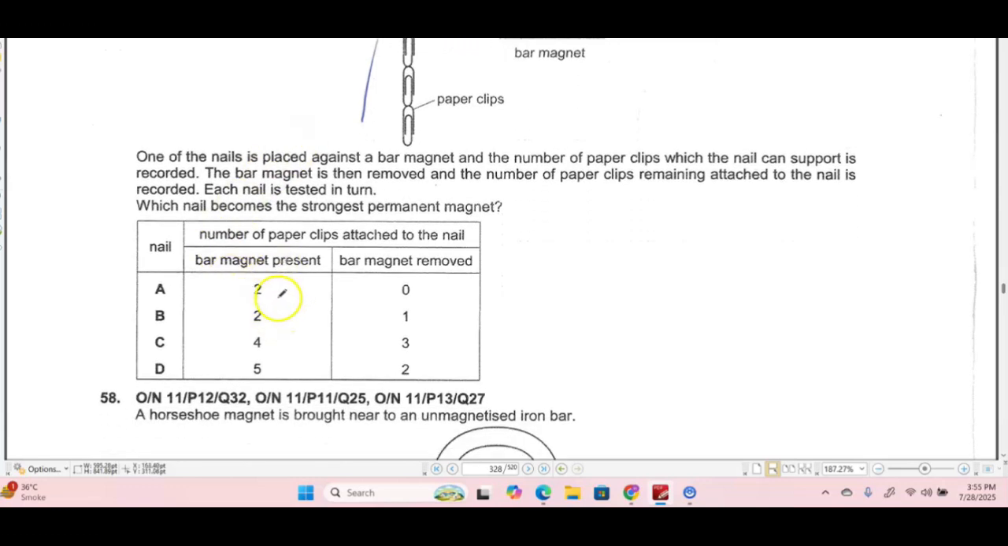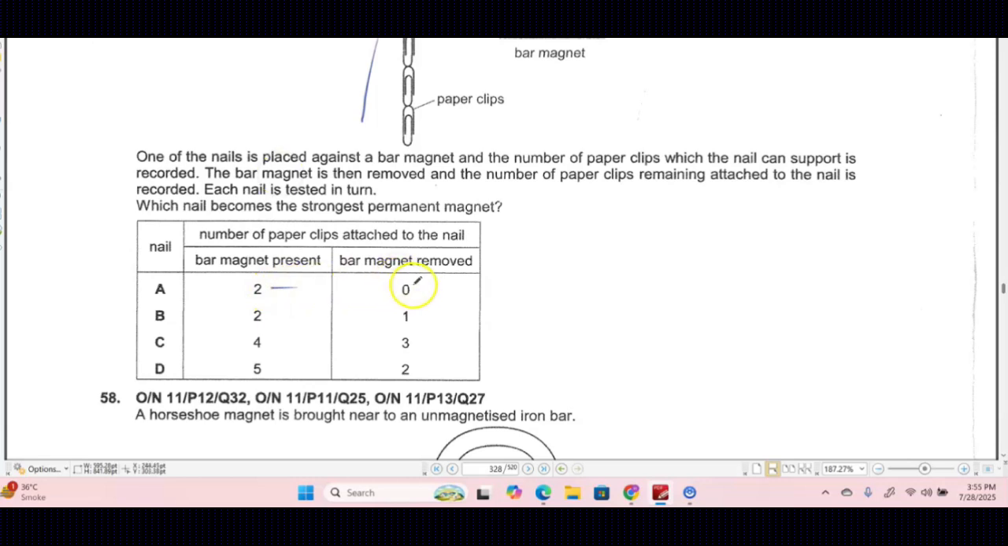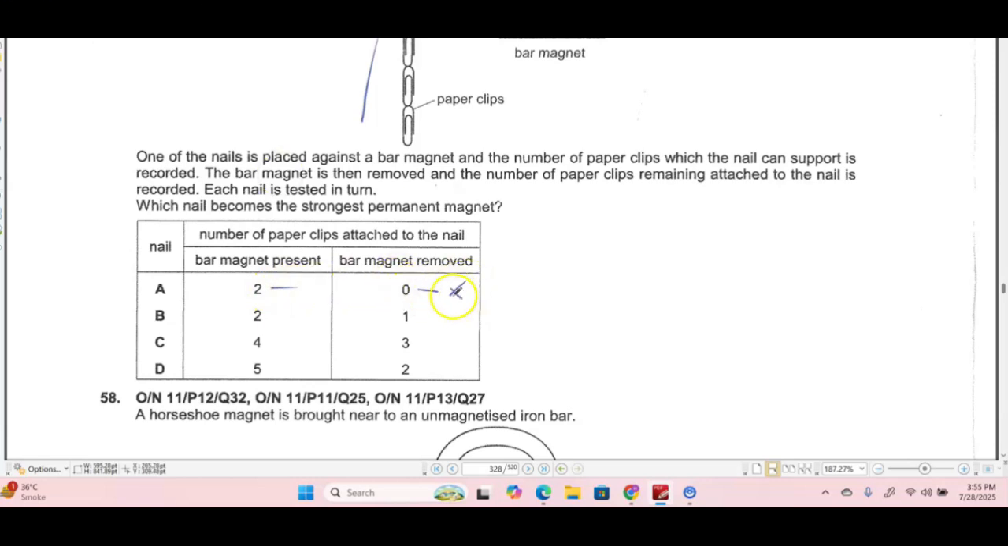So with the bar magnet present there are two paper clips, and with the bar magnet removed, 0. So this is not going to be the strongest permanent magnet. This is 2 and this is 1. When the bar magnet was present, it was collecting 4, and when it was removed, it had 3. So this is going to be the strongest magnet. Even when the bar magnet was connected, it was collecting quite a few, and when it has been removed, it has quite a few as well. So this is going to be the strongest magnet.